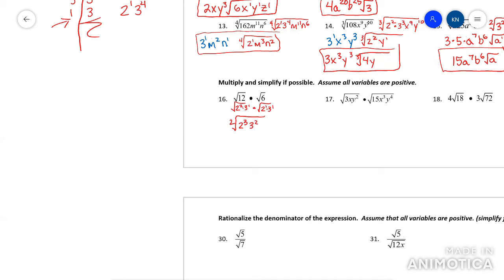And now it's the same thing. You're taking out groups of 2. So you can take out a group of 2 from the 2's and a group of 2 from the 3's with 1 of those 2's left over. And then I would just clean this up. 2 times 3 is 6, so it's 6 root 2.